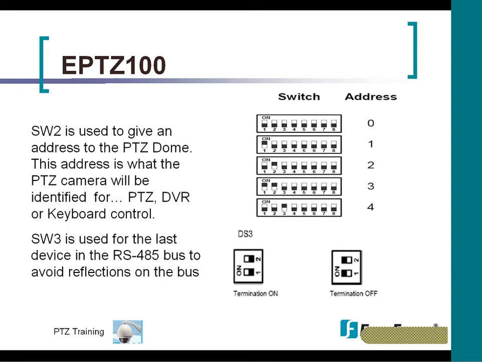Okay, SW2 is used to give the address to the PTZ dome. The address is what the PTZ camera will be identified by for PTZ, DVR, or keyboard control. And SW3 is used for the last device on the 485 bus to avoid reflections on the bus. This is most important when daisy chaining PTZs. The last PTZ in the chain must have the bus termination turned on.